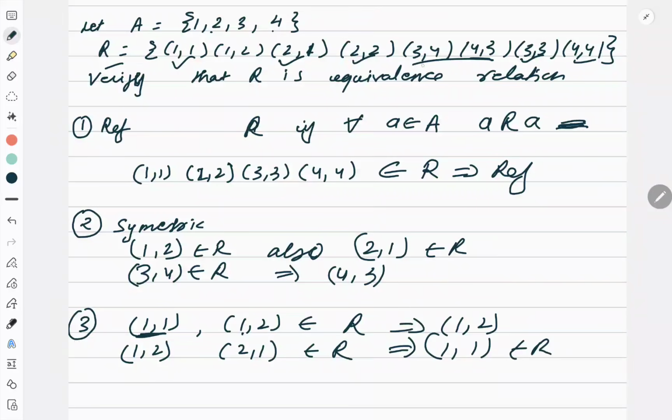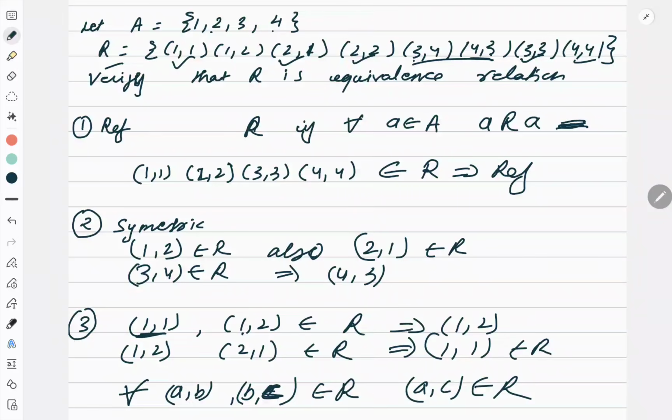Right? Now (3,4) and (4,3), so (3,3) should be there. So like that you have to check the transitive. So it is transitive also. If the relation is very big, you can always write: for all (a,b) and (b,c) belongs to R, (a,c) belongs to R.